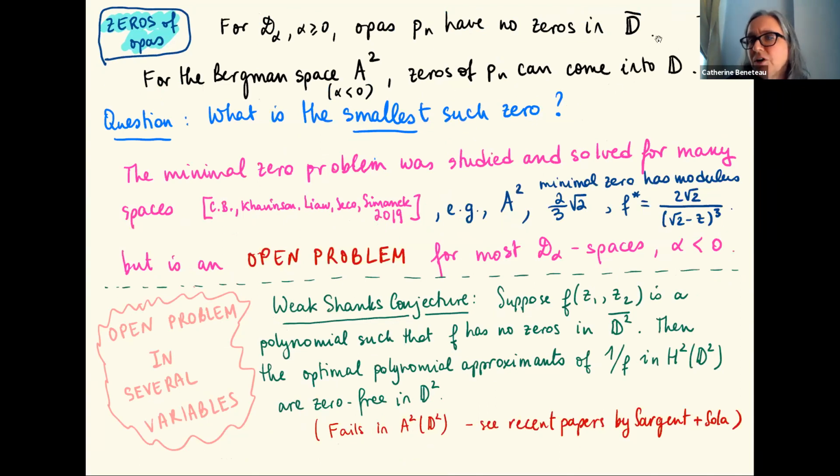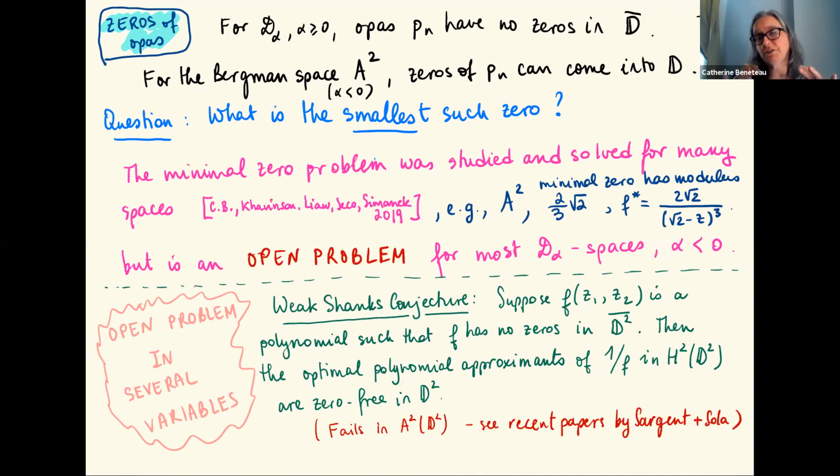But it's not very hard to show. You can come up with examples of zeros of optimal approximants that do indeed come into the disk. Okay, so they can indeed come into the disk. And so then that raises another set of questions. How far in can they come in?